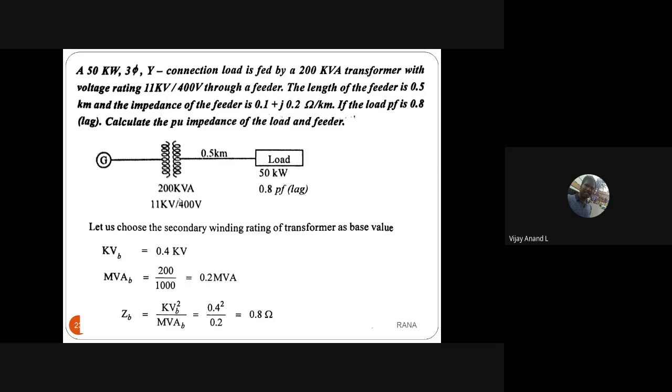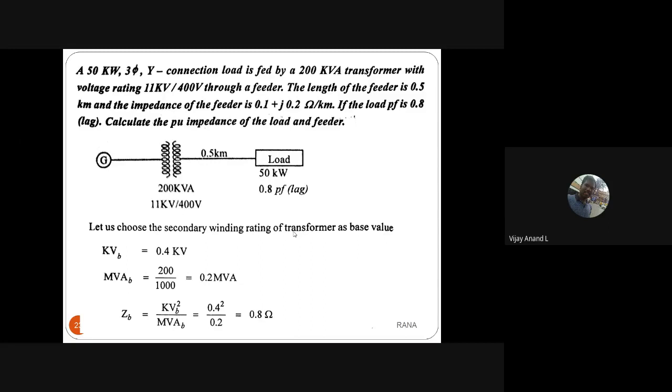Next problem. A 50 kilowatt 3-phase Y-connected (star-connected) load is fed by a 200 kVA transformer with a voltage rating of 11 kV/400 volt through a feeder. The length of the feeder is 0.5 kilometer and the impedance of the feeder is 0.1 plus j0.2 ohm per kilometer. If the load power factor is 0.8 lagging, calculate the per unit impedance of the load and the feeder.